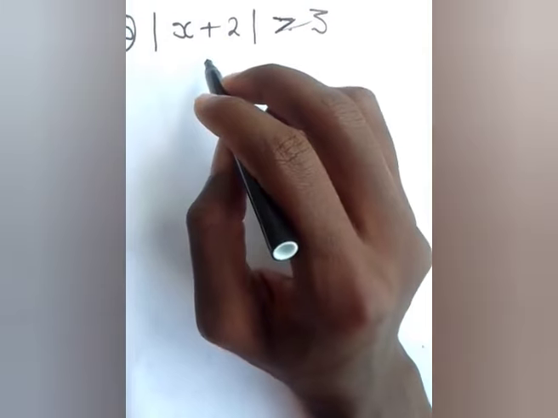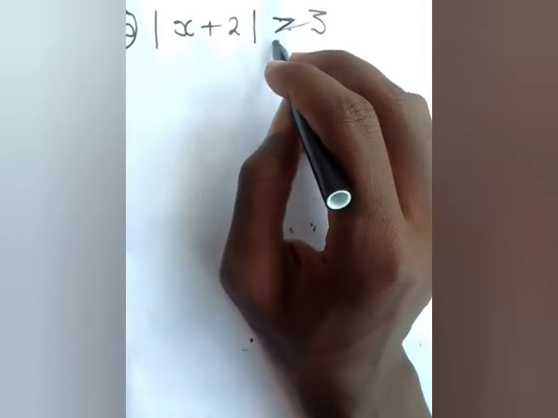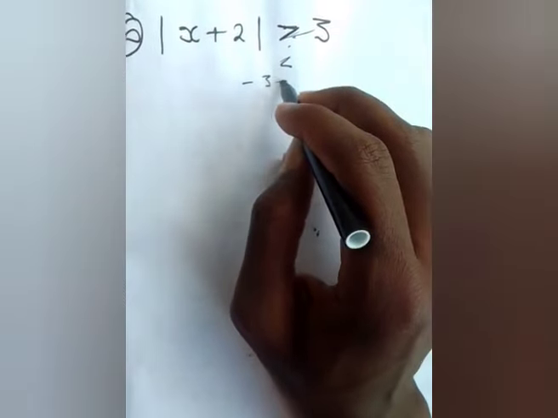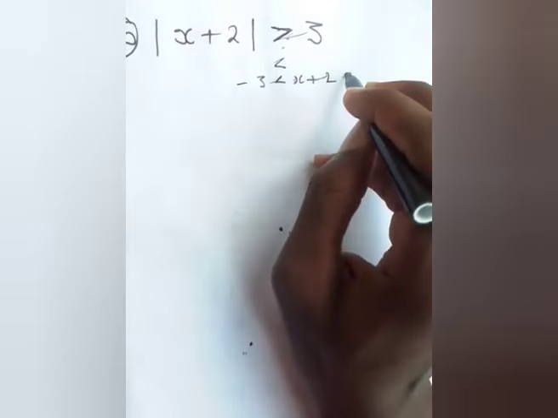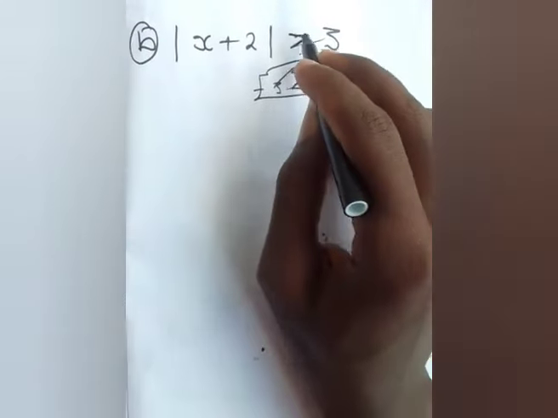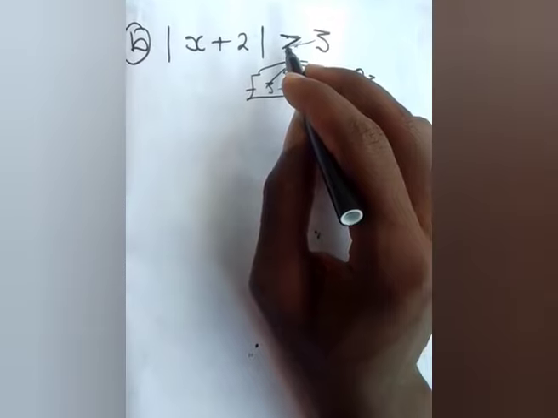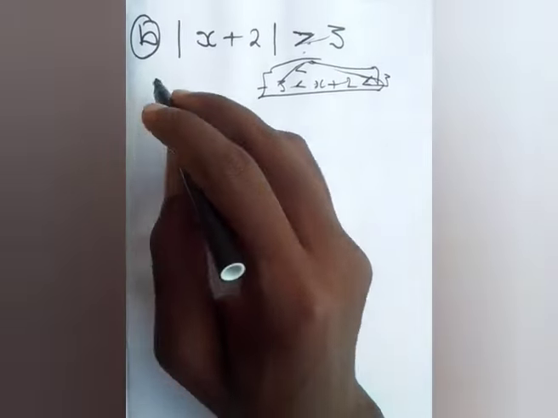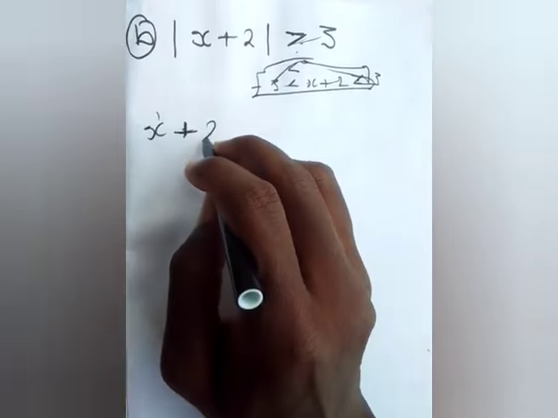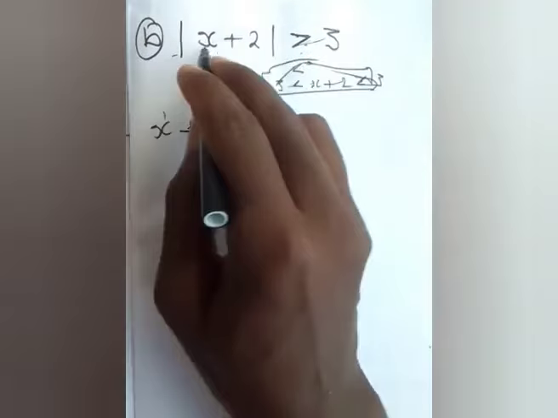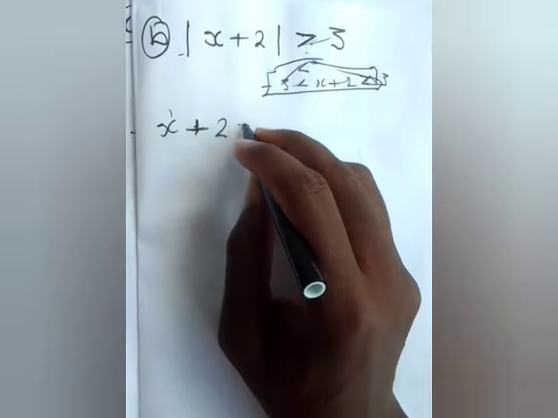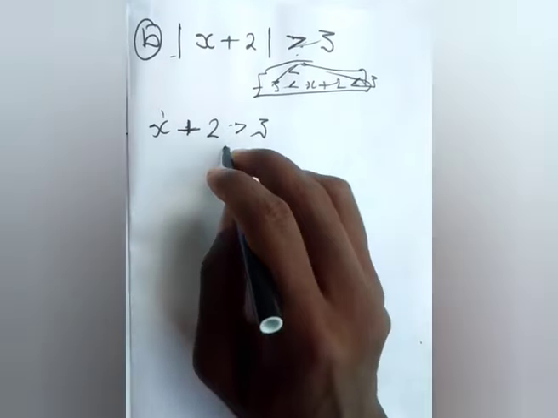Listen, if we had a less than symbol here, we would have written negative 3 less than x plus 2 less than 3. Only if there was less than. But if there is greater than, we don't do that. Instead, we do this. For the first expression, we write this whole expression without changing anything, but just get rid of the modulus signs. Then we say greater than 3. This will be the first one.